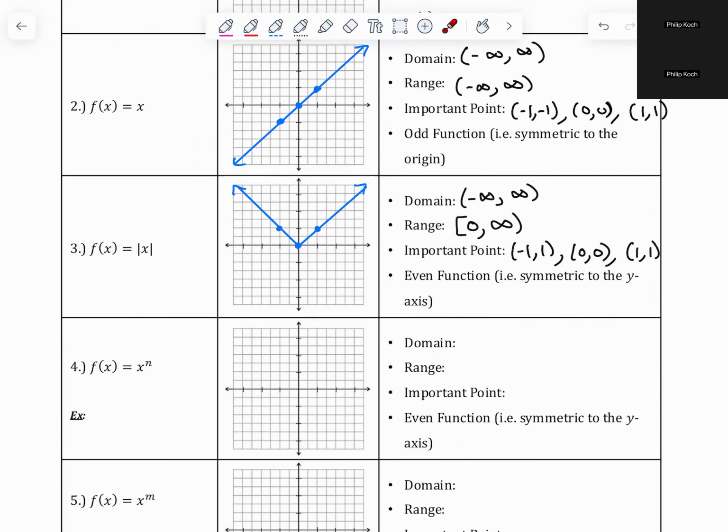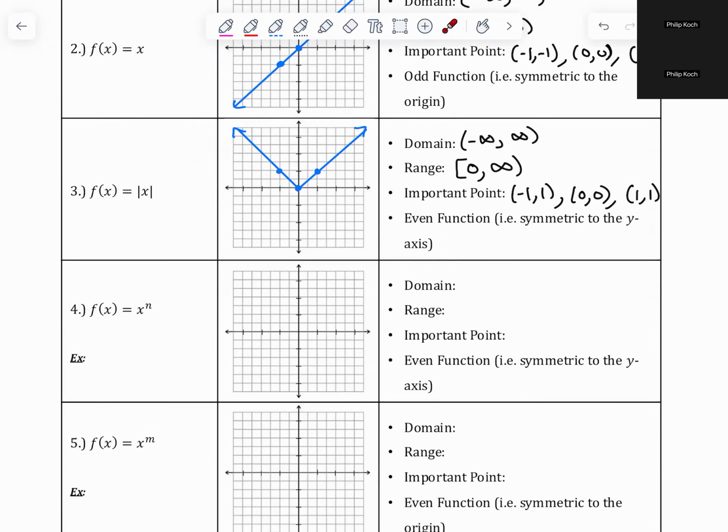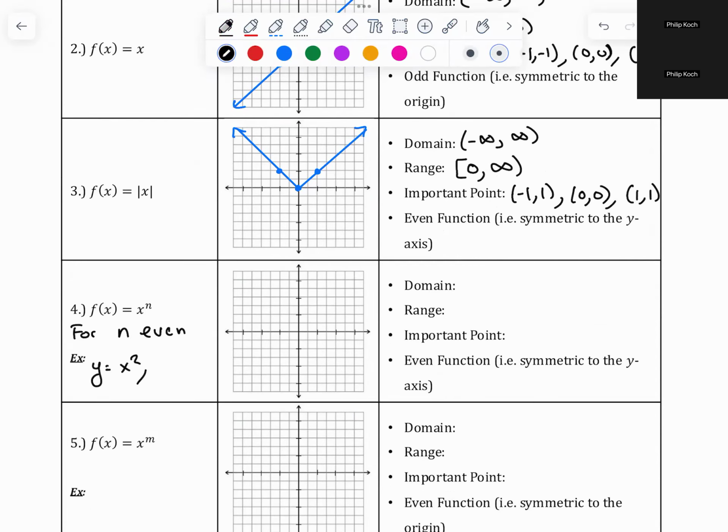So the textbook will only say x squared, but it's actually true in general for any even number. So f of x equals x to the n, where n is even. I'm talking about things like y equals x squared, or x to the 4th, or x to the 200th. Any of the even powers of x.